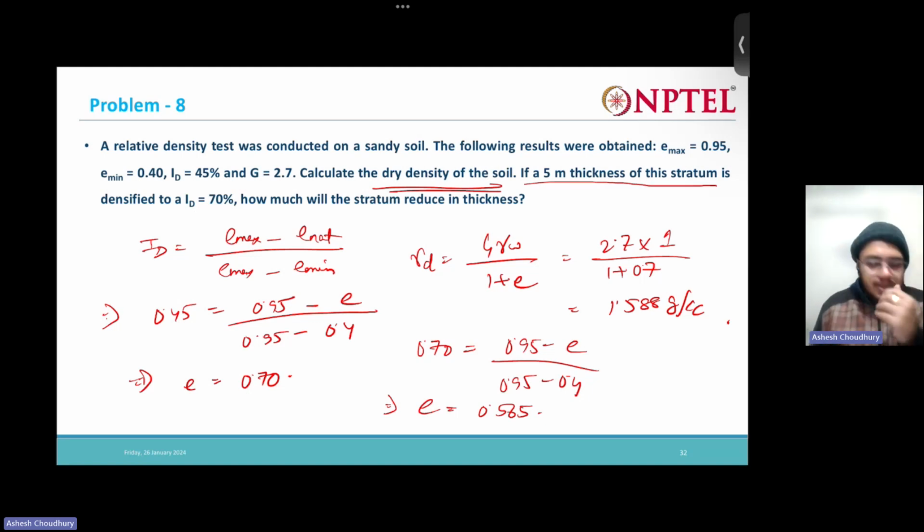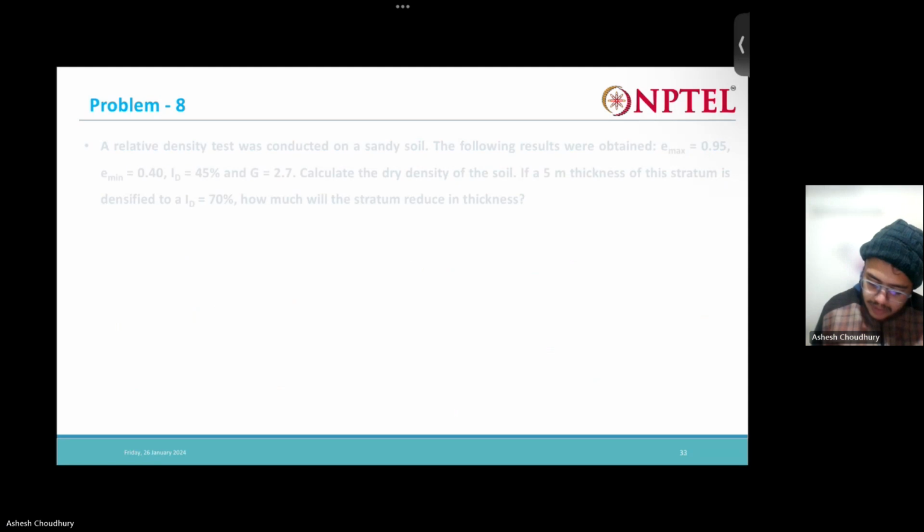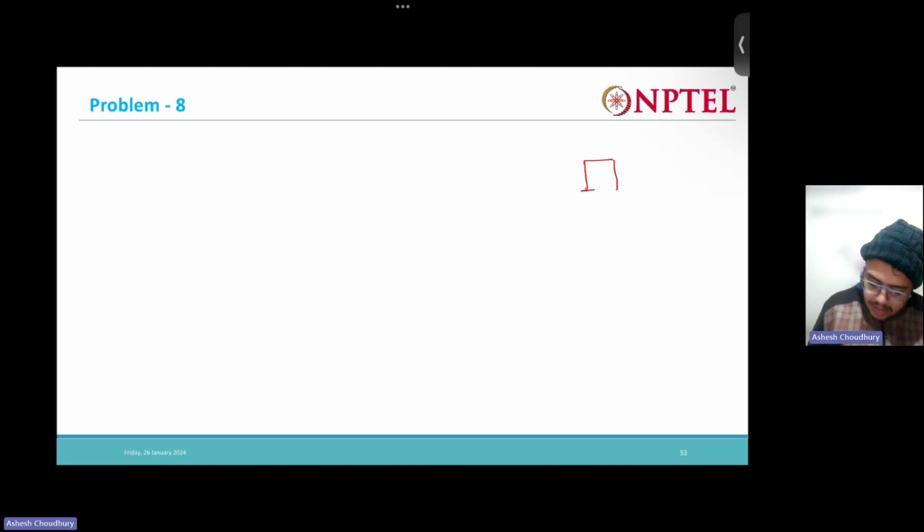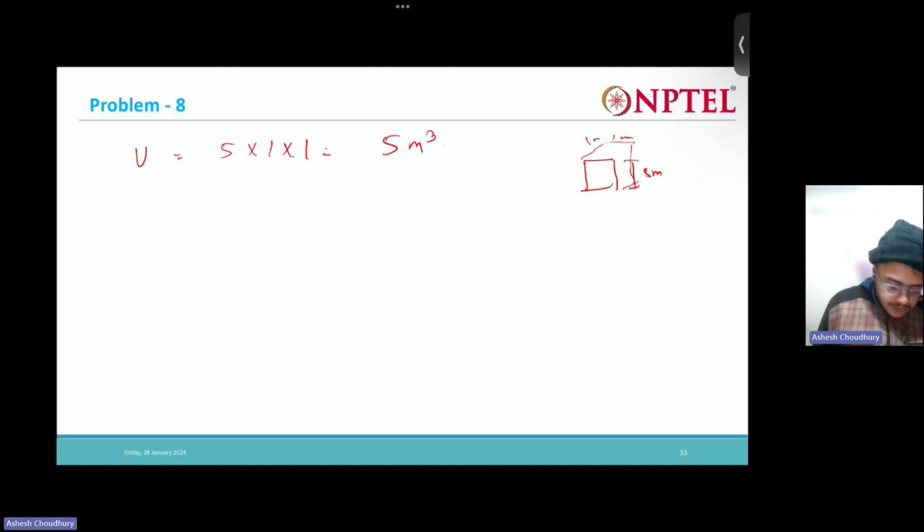Now consider you are asked: if a 5 meter thickness of the stratum is densified, how much will the stratum reduce in thickness? So initially say that the stratum was 5 meter thick, and consider that all other dimensions are 1 meter by 1 meter. What is the total volume? Total volume is 5 into 1 into 1, which is 5 meter cube.